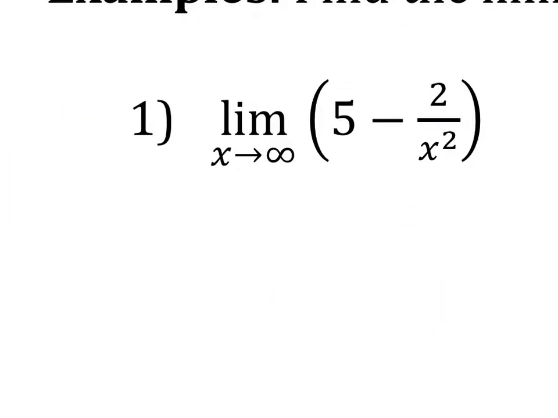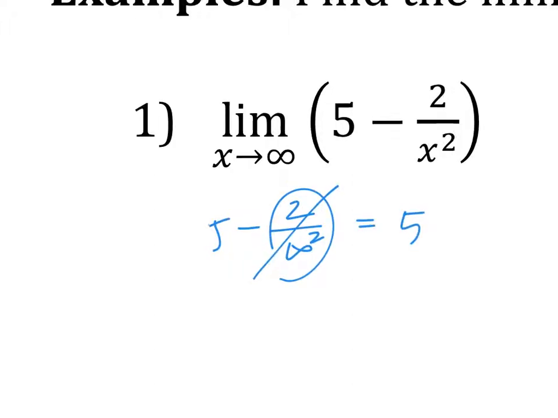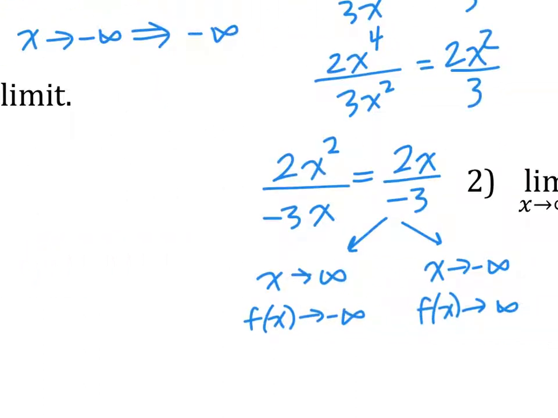These are easy. As x goes to infinity, the answer is 5. Okay, so just plug it in, right? If you plug it in straight, it's 5 minus 2 over infinity squared. We know this part is 0, so it's just 5. Okay, so easy plug-in usually works.